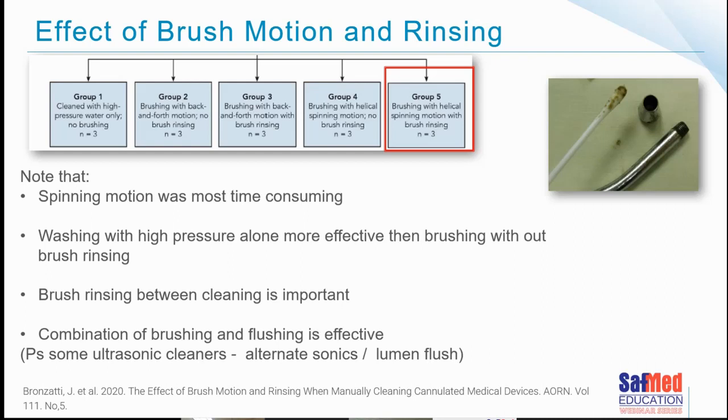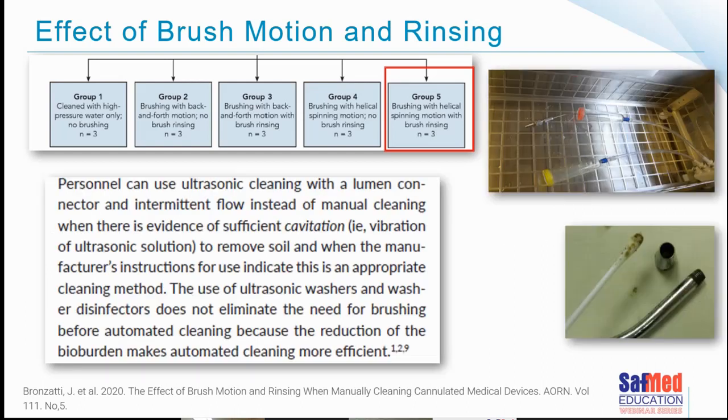They also noted in the study that a combination of brushing and flushing was very effective, and many ultrasonic cleaners, as you know, alternate sonics and lumen flush, which is a very similar principle. An extract from the published paper over there. And the picture on the right is that of a Yankau sucker, as you know, with the rose tip removed. That was all part of my master's study, where I was looking for what was inside the brushes or inside the lumens of suction cannulas and whether or not we were cleaning them properly.